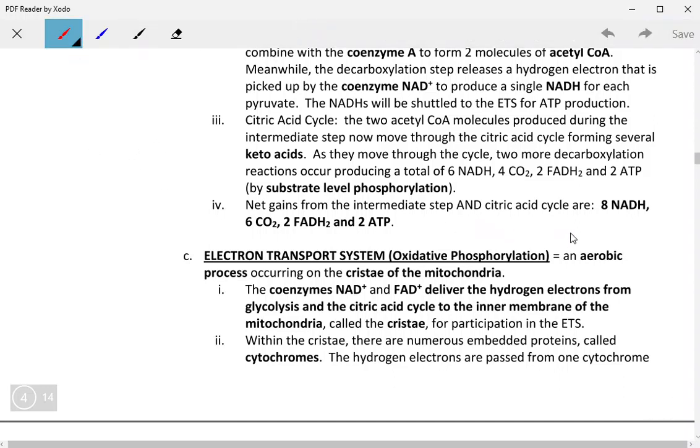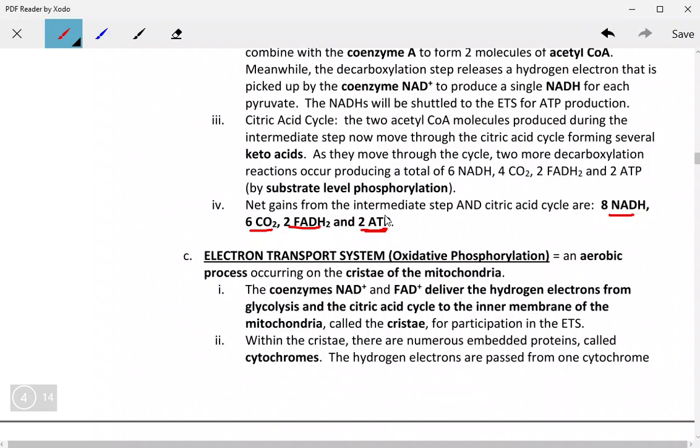All right? We're going to end up generating 8 NADH molecules, 2 FADH2 molecules. Remember the carbon dioxide elimination that I was talking about, the decarboxylation reactions that will occur? Well, they will produce 6 carbon dioxide molecules. And most important, 2 ATP molecules. I hope you remember that.